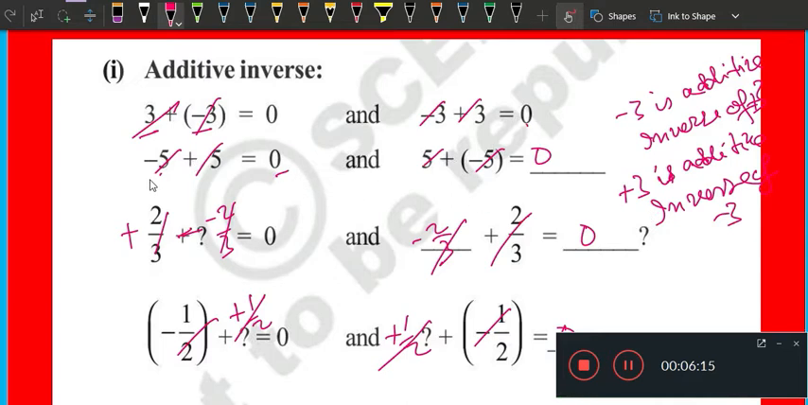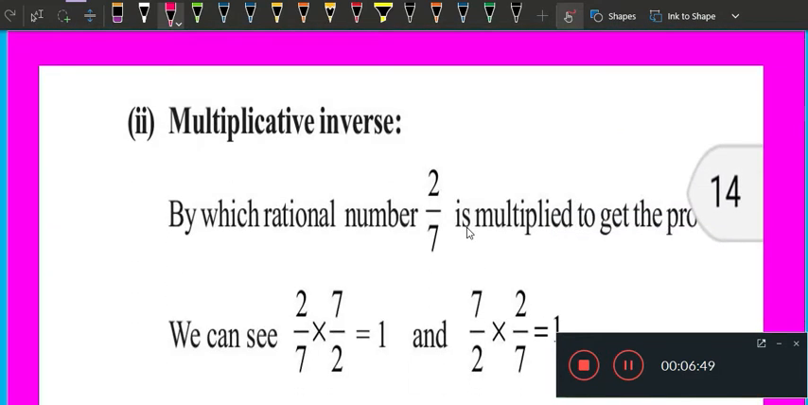Similarly, minus 5 is the additive inverse of plus 5, plus 5 is the additive inverse of minus 5. Here plus 2 by 3 is the additive inverse of minus 2 by 3, minus 2 by 3 is the additive inverse of plus 2 by 3. Okay, students, here also minus 1 by 2 is the additive inverse of plus 1 by 2, plus 1 by 2 is the additive inverse of minus 1 by 2. This is additive inverse.